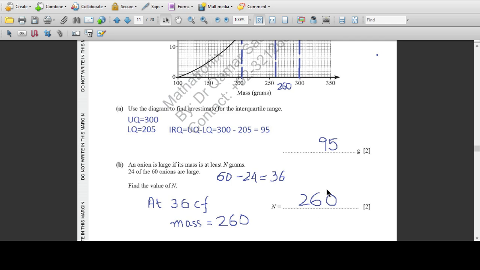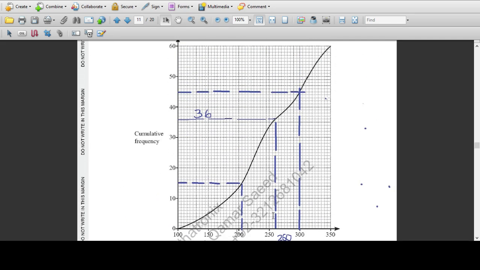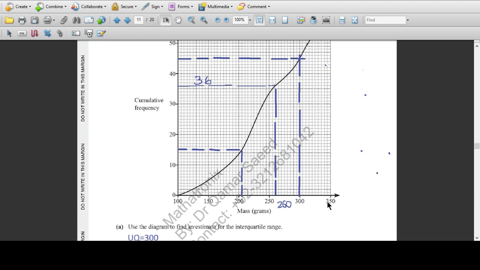After that, all the onions are large. So in this region, the onion size is large, because this frequency describes it, and from this cumulative frequency diagram we have obtained this value.